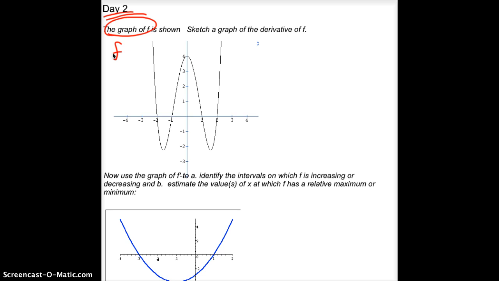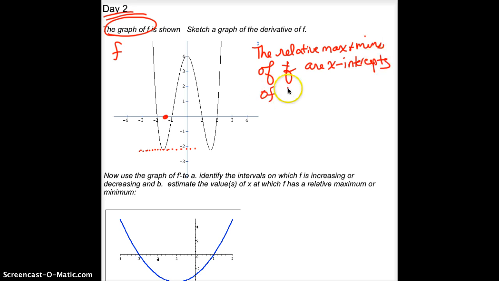And if I were to sketch the graph of the derivative, we did that last chapter. Key points to notice, though, is that when you're doing the derivative graph, you're doing the slopes of the tangent lines. And right here, the slope of the tangent line is 0. So that'll be an x-intercept on the f prime graph. That's important. So I would like you to write this down right here. The relative max and mins of f, the original function, are x-intercepts of f prime, and vice versa.